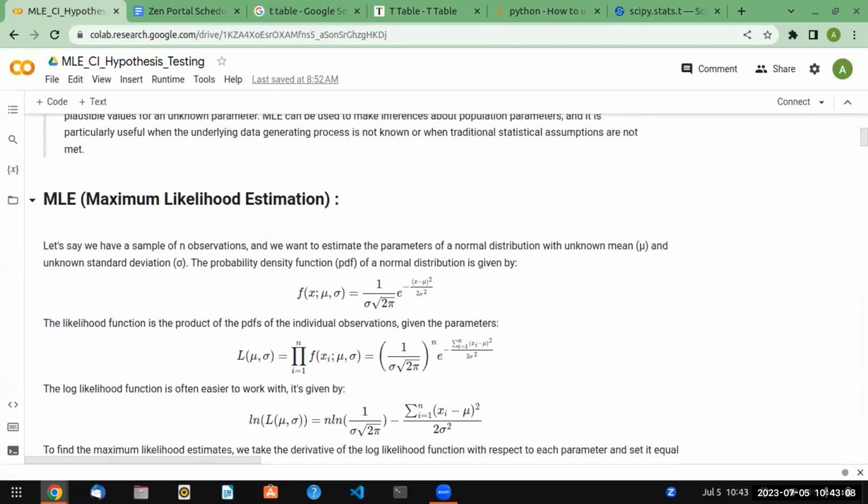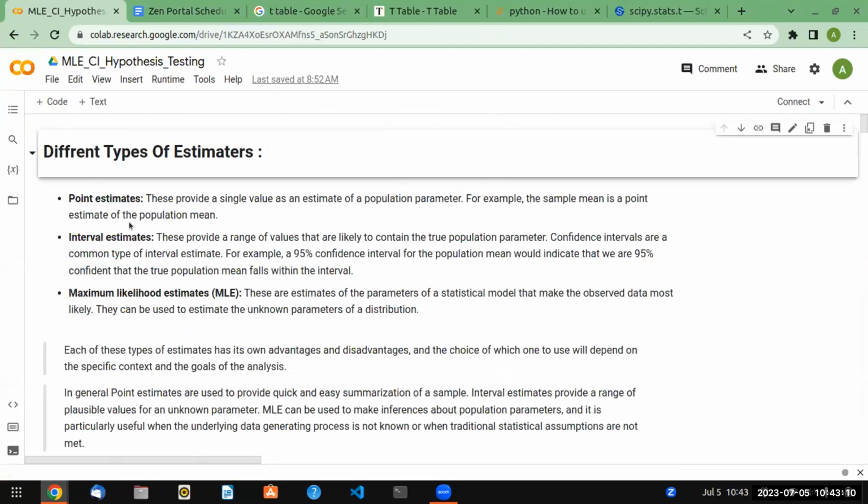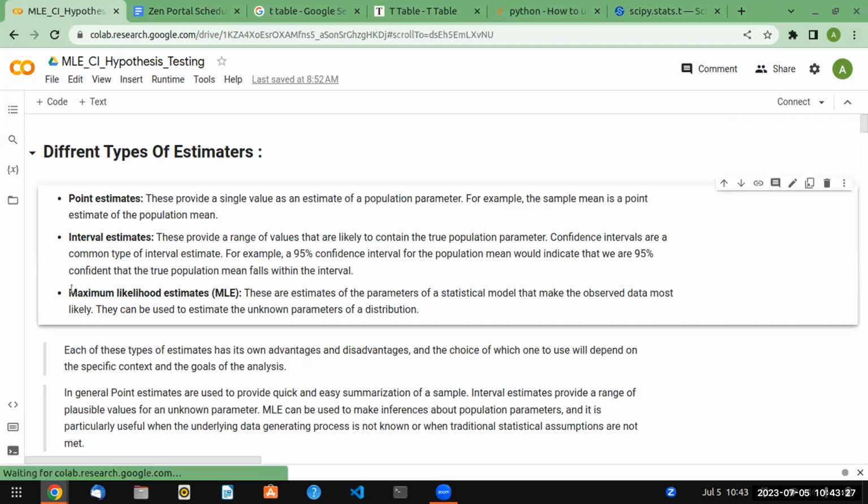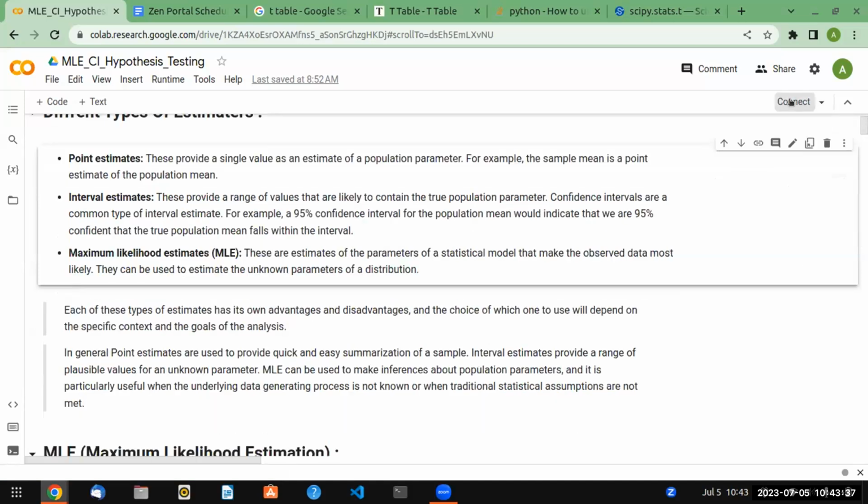Okay, so guys, here we saw point estimators and interval estimators: point estimation and confidence interval. There is another type of estimation technique called MLE, that is, maximum likelihood estimation. Here I need your patience, guys, to understand a few of the mathematics. Don't worry, you need not remember or do this mathematics. Just one second.